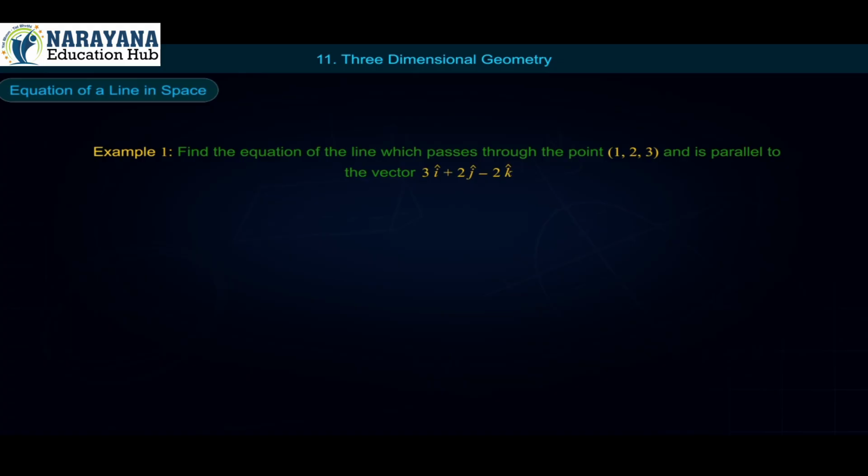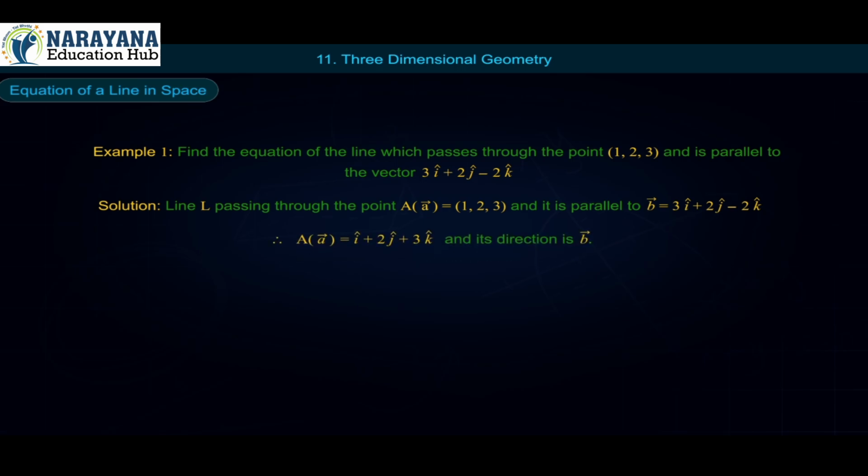Example 1. Find the equation of the line which passes through the point (1, 2, 3) and is parallel to the vector 3 i cap plus 2 j cap minus 2 k cap. Solution. Line L passing through the point A, whose vector a is equal to (1, 2, 3), and it is parallel to vector b is equal to 3 i cap plus 2 j cap minus 2 k cap. Therefore, vector a is equal to i cap plus 2 j cap plus 3 k cap and its direction is vector b.